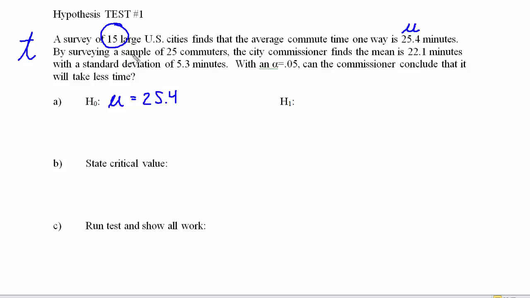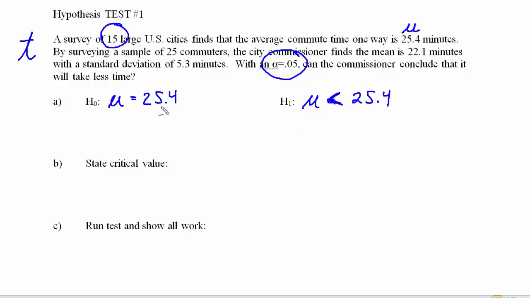By surveying a sample of 25 commuters, the city commissioner finds that the mean is 22.1 minutes with a standard deviation of 5.3 minutes. With an alpha of 5%, can the commissioner conclude that it will take less time? He's trying to say that it takes less time to commute in a city. So his alternative hypothesis is going to be that mu is less than, I know I just wrote an equal sign by accident there, less than 25.4.